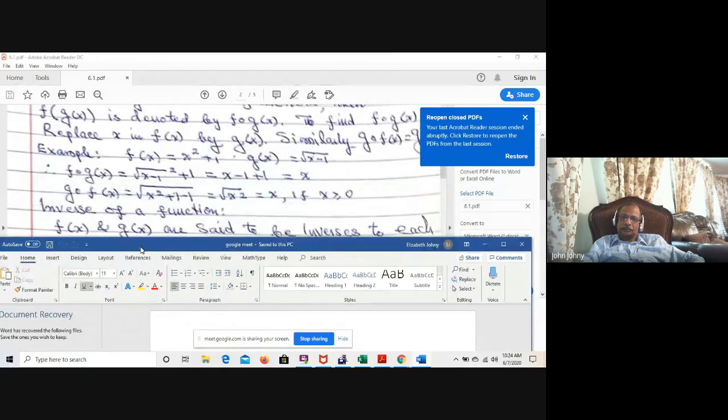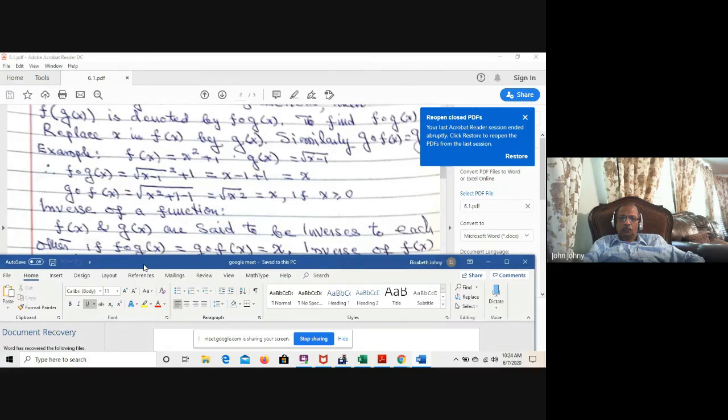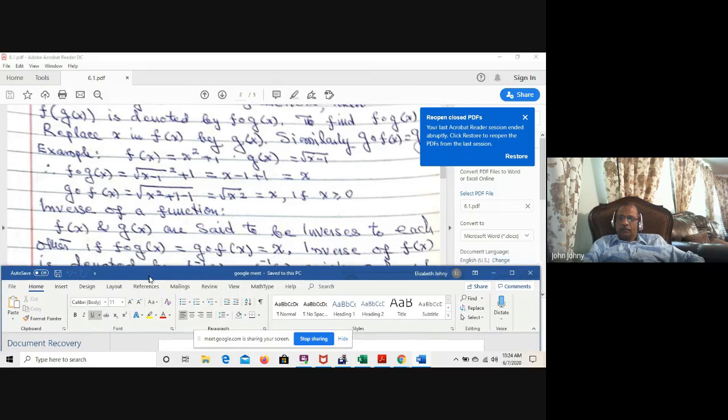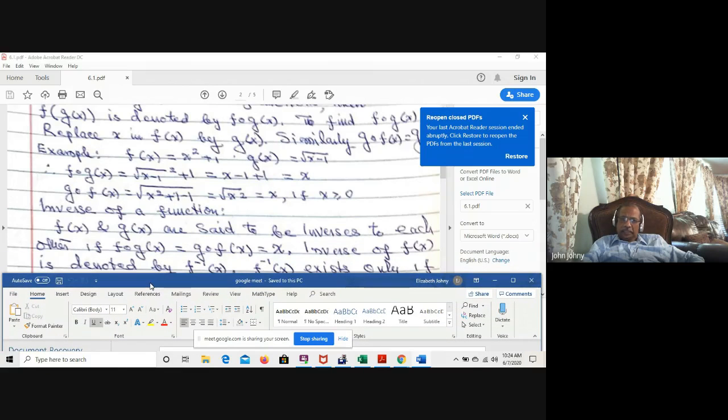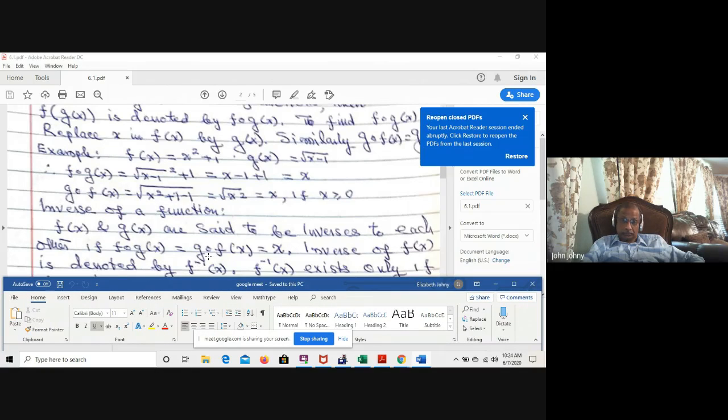f(x) and g(x) are said to be inverses of each other if f(g(x)) is equal to g(f(x)) is equal to x. The inverse of f(x) is denoted by f to the power of negative 1 of x. Remember, this is not the exponent, even though it looks like the exponent negative 1. It's not like 2 to the power of negative 1, which we all know is 1 over 2. This is a different case. It is just a representation of the inverse function, so don't read it as f to the negative 1. You read it as f inverse x.